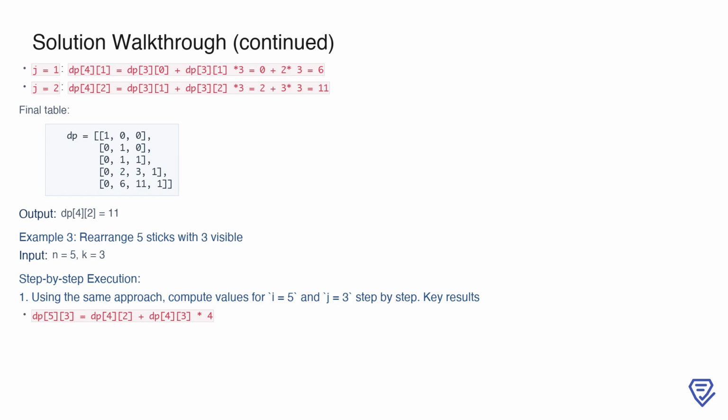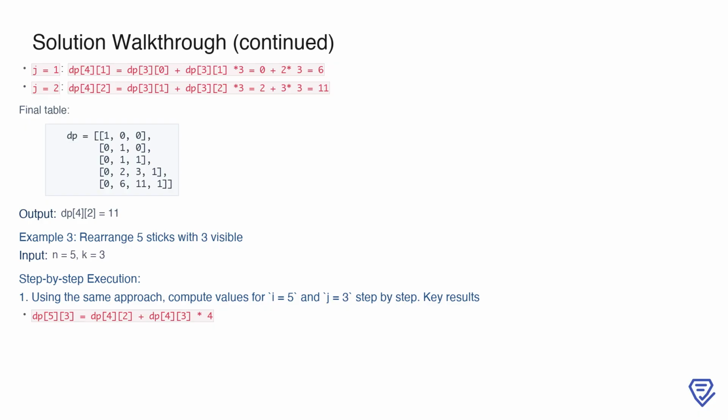Next, for j equals 2 visible sticks, we use the formula dp[4][2] equals dp[3][1] plus dp[3][2] times 3. Substituting the values, we get dp[4][2] equals 2 plus 3 times 3 equals 11. This means there are 11 ways to arrange 4 sticks with exactly 2 visible.